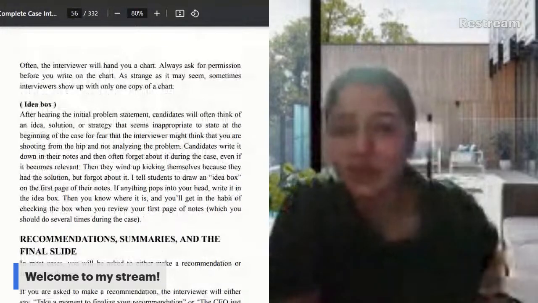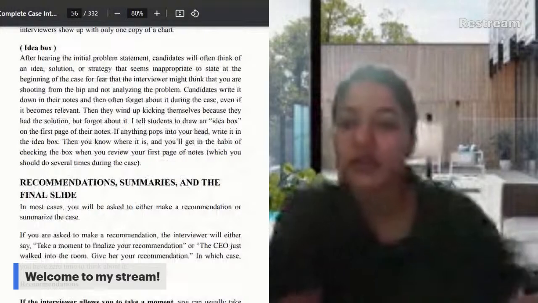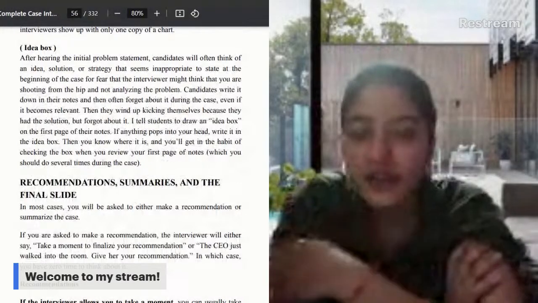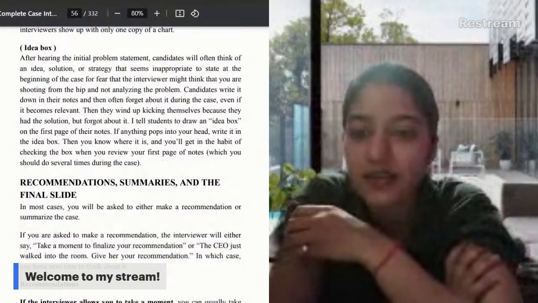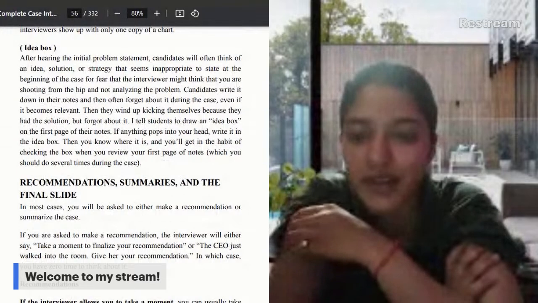Idea box. After hearing the initial problem, candidates will often think of an idea, solution, or strategy that seems inappropriate to state at the beginning of the case for fear that the interviewer might think you are shooting from the hip and not analyzing the problem. Candidates write it down in their notes and then often forget about it during the case. Even if it becomes relevant, they wind up kicking themselves because they had the solution but forgot about it.